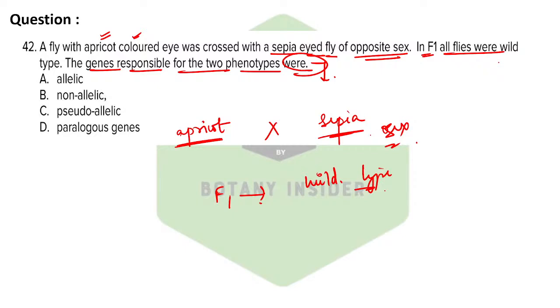Try the question, everyone. It's not very difficult. You have an apricot colored eye fly and a sepia colored eye fly of the opposite sex, and you are crossing both of them together. As a result of crossing, the question is asking which are the genes responsible for the two phenotypes that we have. Allelic, non-allelic, pseudo-allelic and paralogous. Give it a try, everyone.